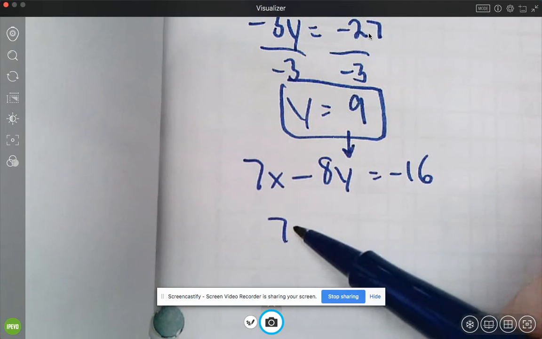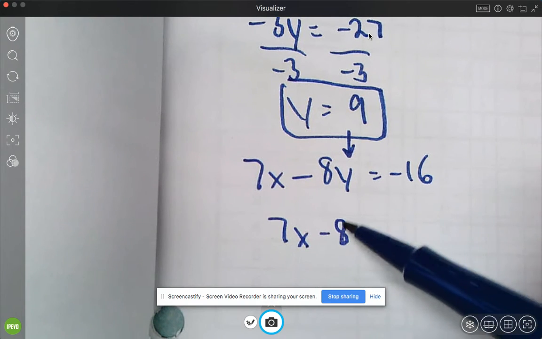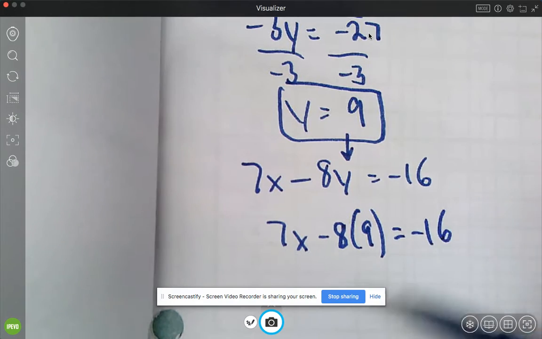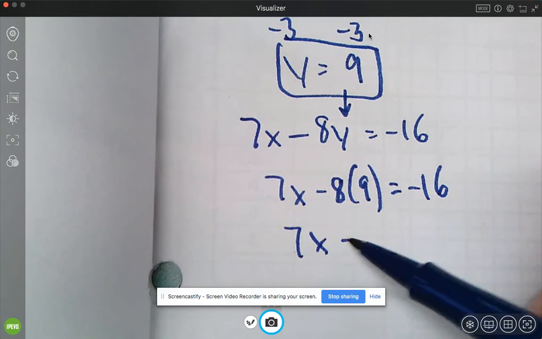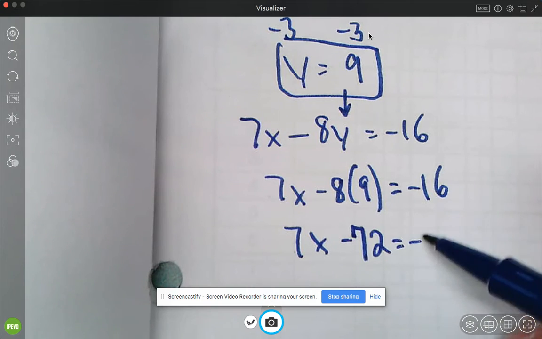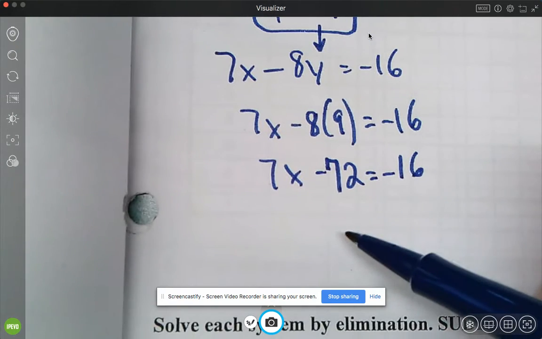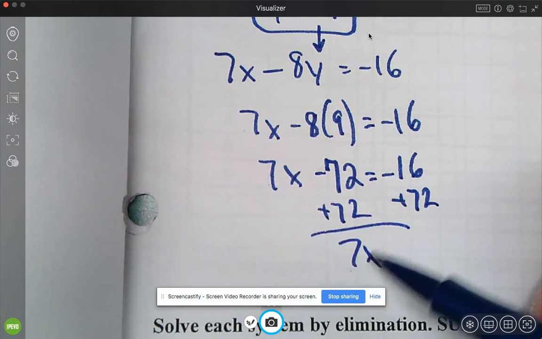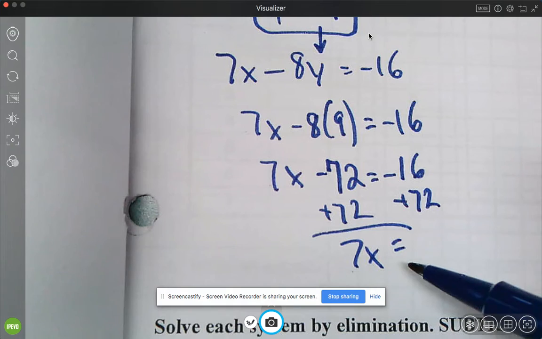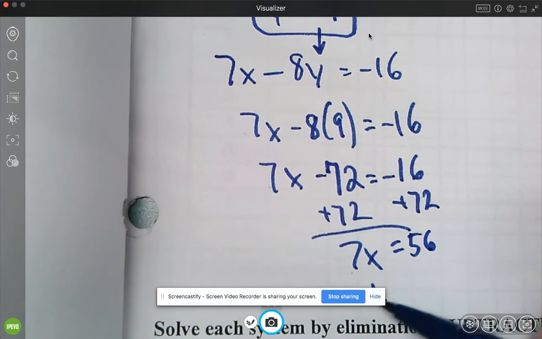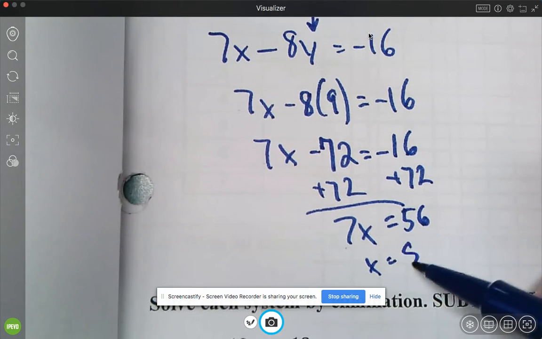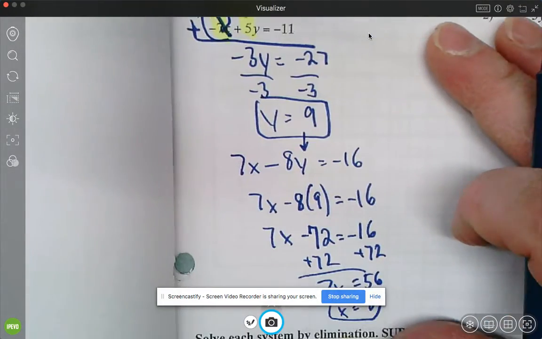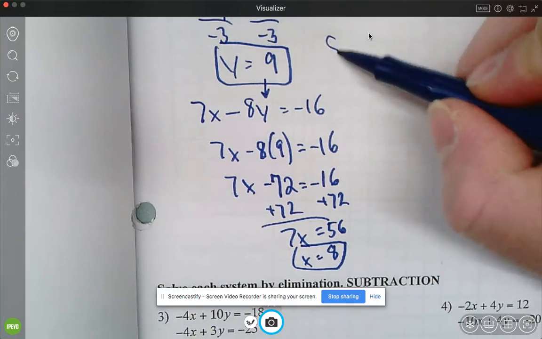So I'm left with 7x minus 8 times what? 9 equals negative 16. So I'm left with 7x minus 72 equals negative 16. And then, of course, I add 72, and I'm left with 7x equals 56. So, of course, what is x equal to? 8. So now I can write my coordinate here for my solution as the coordinate 8, 9.